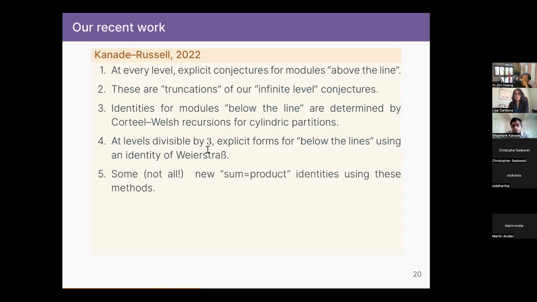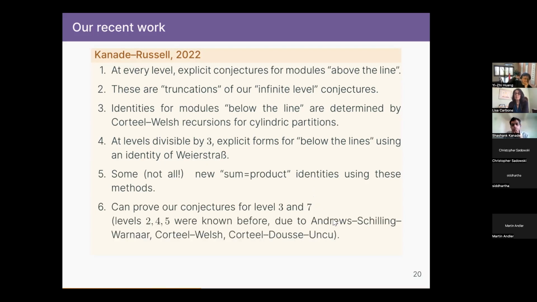At, again, levels divisible by 3, we have some new sum and product identities using this identity of Weierstrass. And certain new identities were found at level 3 and 7. Levels 2, 4, 5 were known because of the works of others. And curiously, level 6 still remains. So usually these levels, which are divisible by 3, end up being sort of weirder, and that's probably the reason why level 6 is still remaining. We just couldn't make our methods work for that.